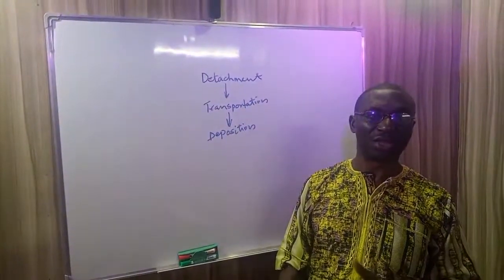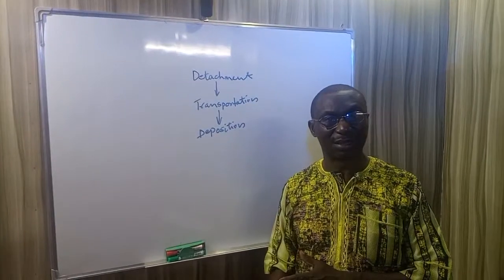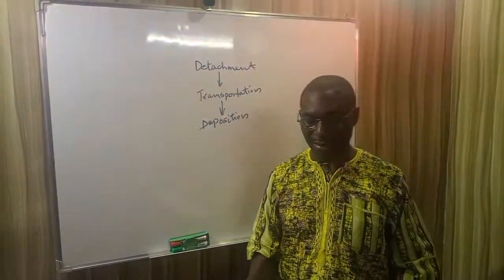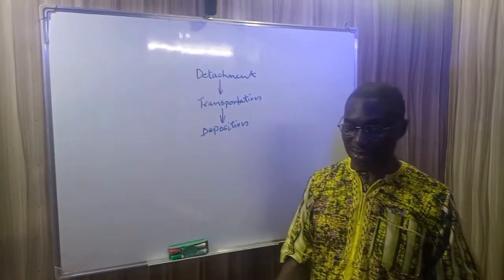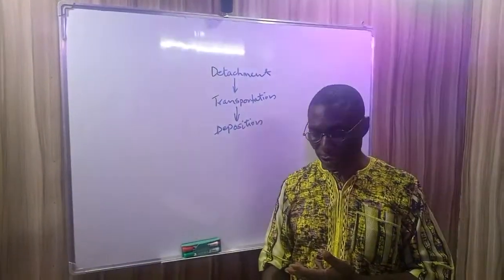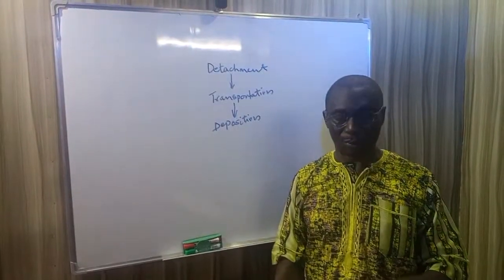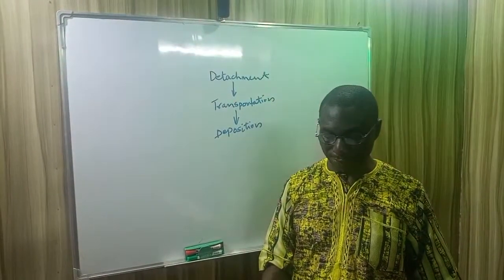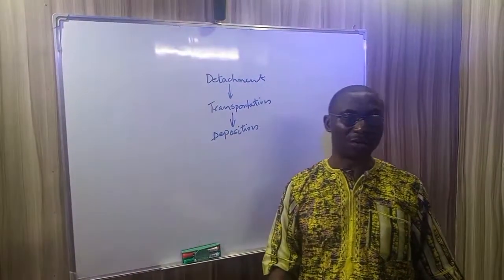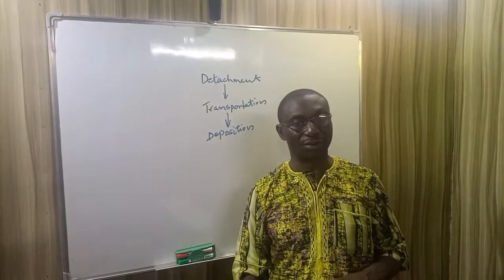Wind is also a major agent of soil detachment. And you have ice or other geological agents. An example of that is gravitational creep. It's an example of a geological agent of soil erosion. There are two types of soil erosion.